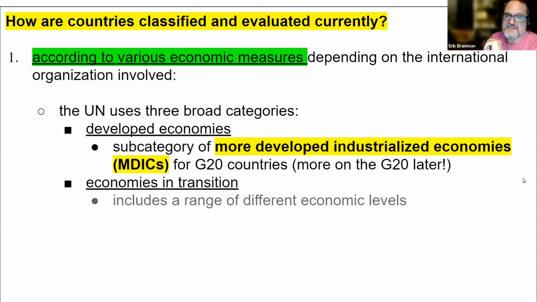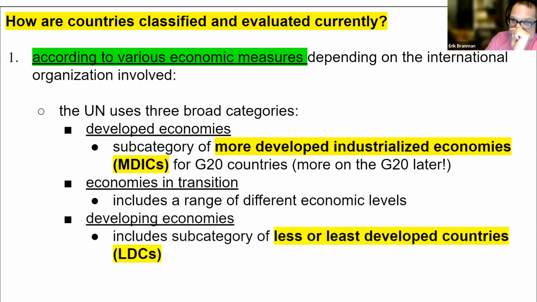Two, economies in transition, where there's a whole range of economic levels. Third, developing economies, which the UN also has a subcategory of less or least developed countries, or LDCs. This actually comes up in your text as well. Side note, folks, this is important that the UN does do this because it helps the UN better prioritize which countries get money from the IMF.